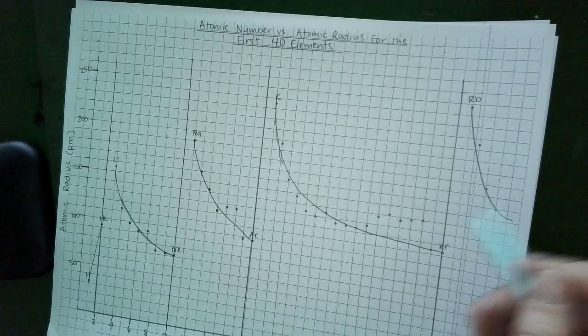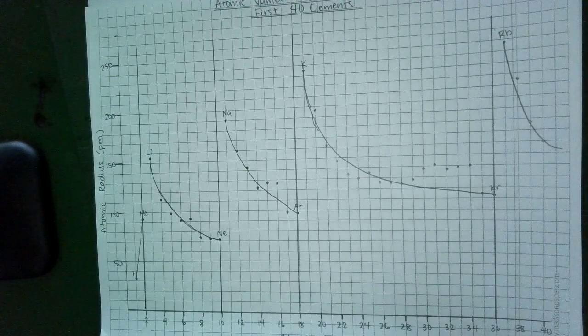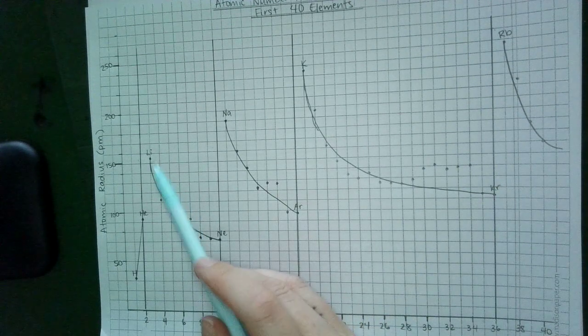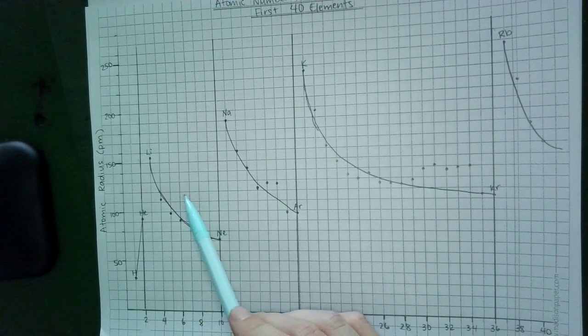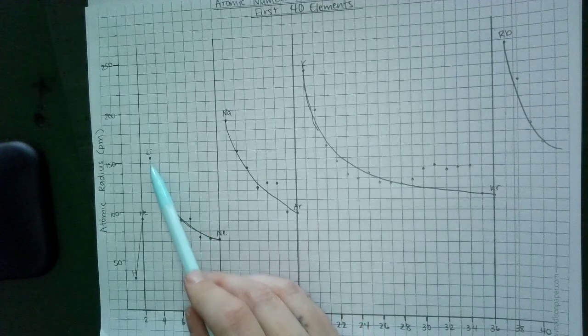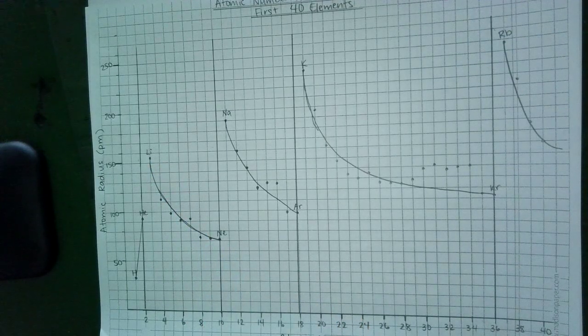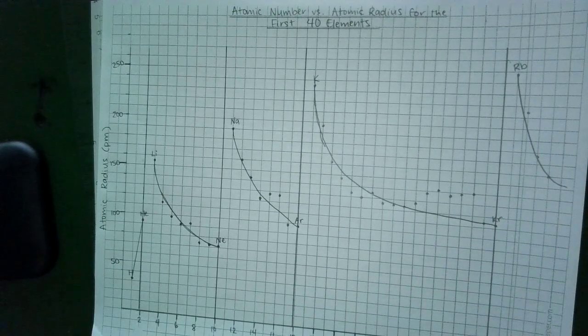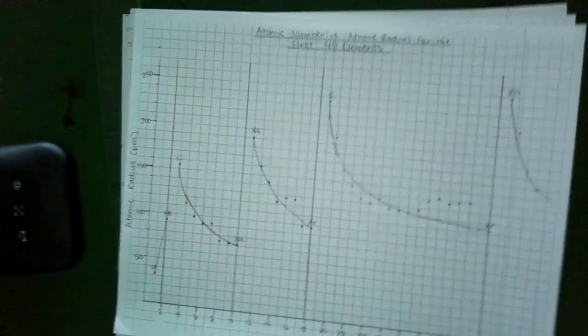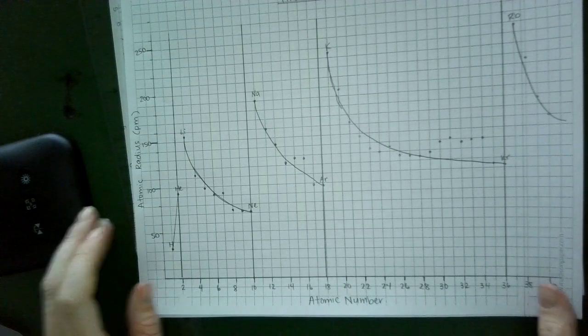So again, you're not connecting every single one of the data points. You're just making sure that the top point and the bottom point are connected, and that you have a smooth line between them. Okay, so there's my finished graph. Zoomed out more so you can see the whole thing.